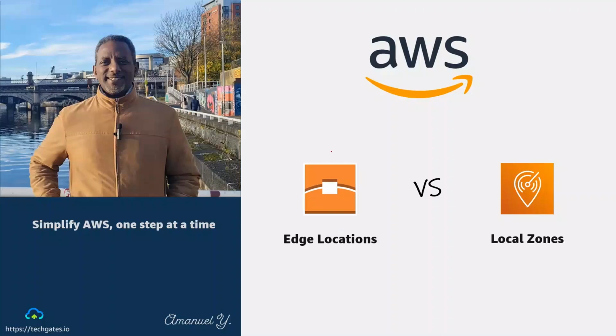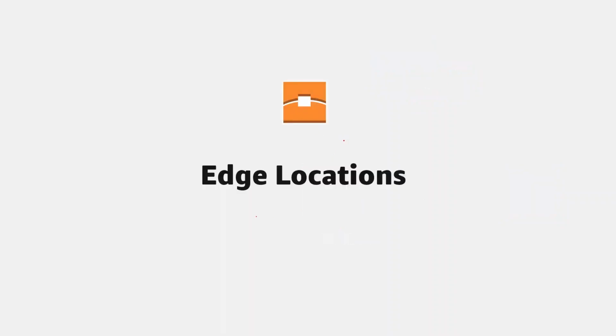All right, welcome everybody. So today we are going to have a look at AWS's global infrastructure deployment types, that are the edge locations and the local zones. We are going to see the different use cases that they both offer and their differences. All right, so we'll start off with edge locations.